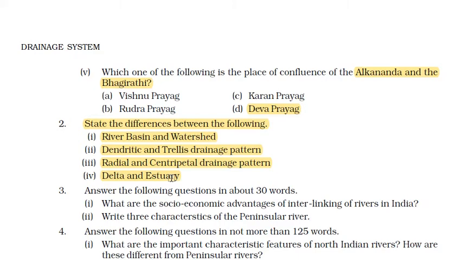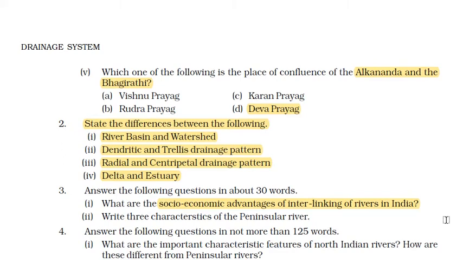Then, what are the socio-economic advantages of interlinking rivers in India? Already discussed with a very good presentation. Just go through that. We have social, we have drinking water, economy, it prevents floods and droughts. It will help in irrigation. It will help in hydroelectric power. It's also helping food security. So all these are the advantages. A very detailed discussion I have already done on this. Just write that down in 13 words.